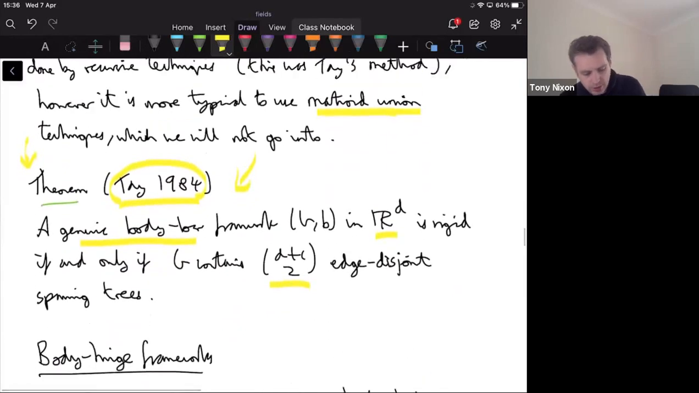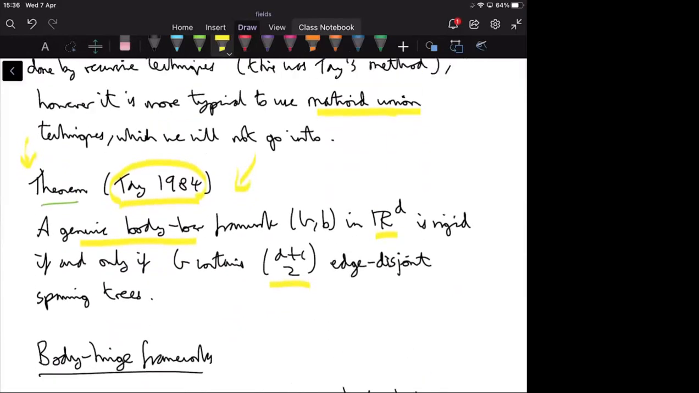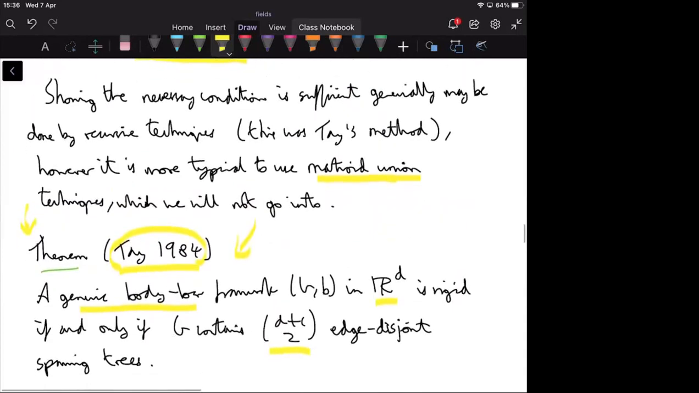Sorry, can I quickly ask a question about the recursive technique that Tay uses? Yes. As far as I understand, we have issues with things like X-replacements, V-replacements for 3D. Do these not come up as issues for body-bar frameworks?